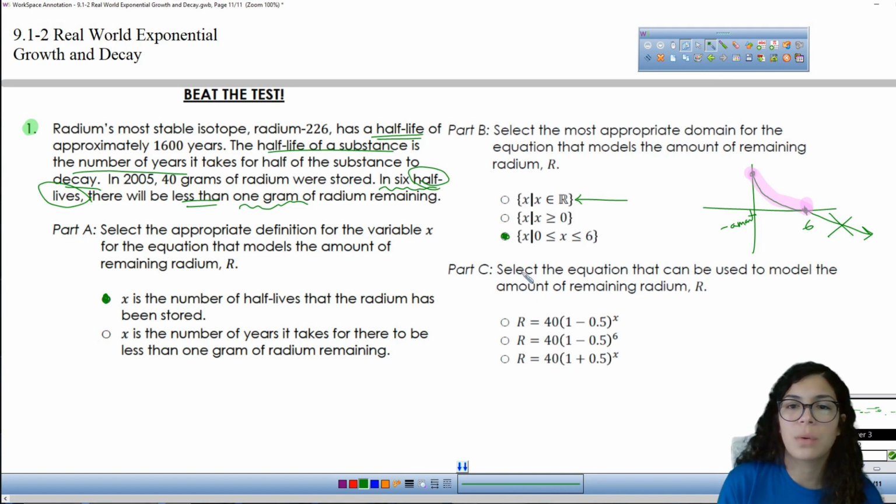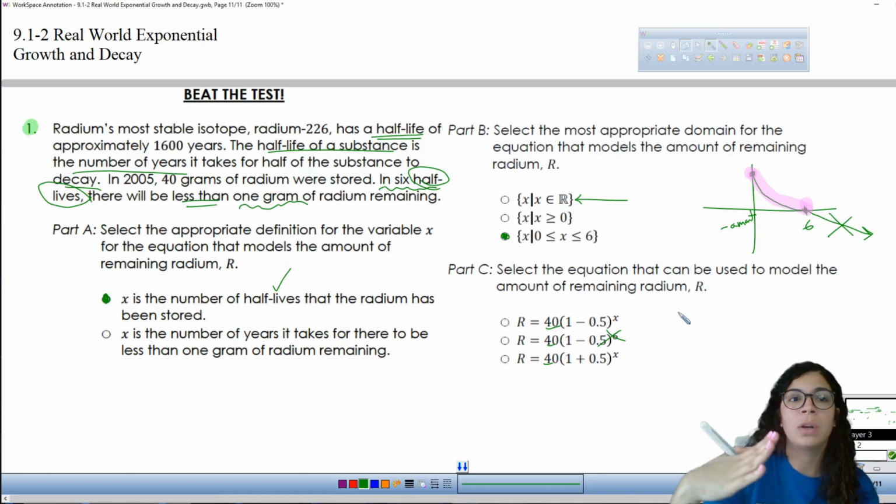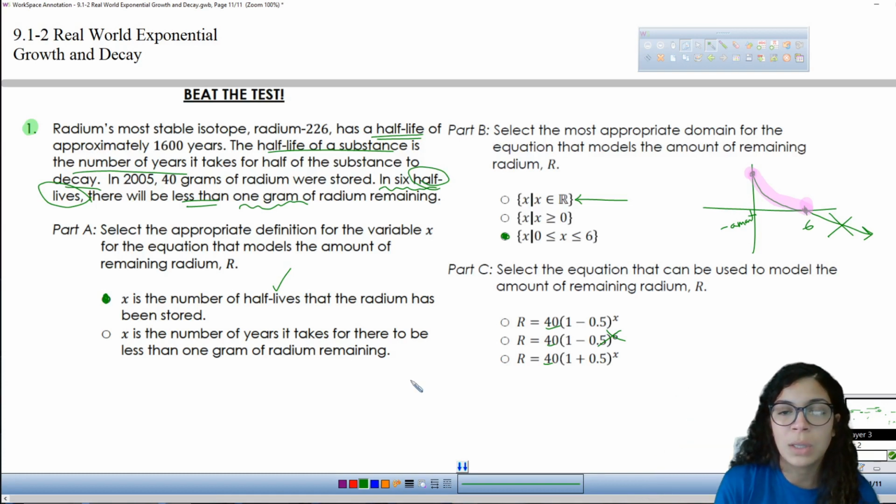And then part C says, select the equation that can be used to model the amount of remaining radium. Okay, and the correct equation here, they all have the input of 40, which is perfect. The exponent would be x, because that is the number of half-lives that have passed. And of course, because this is decay, half-life is how much you're losing of the substance, right? How long it takes to get half of the substance to decay. So you would subtract, not add. So the correct equation here would be the first one.